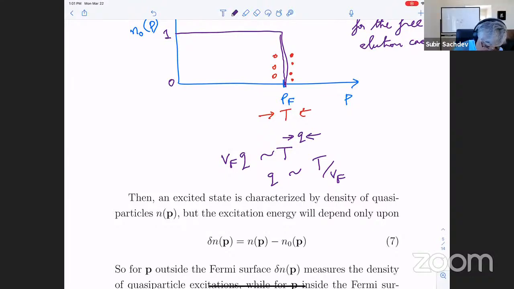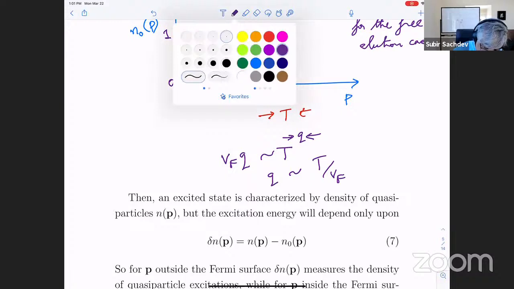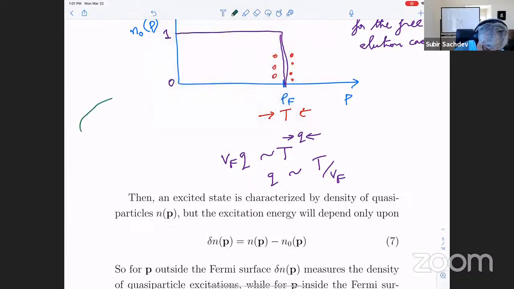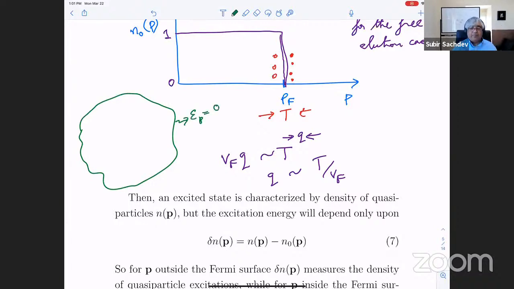Well, in general, you have some complicated Fermi surface, okay? And this Fermi surface is the equation EP equals 0. So you're given a function EP, and this is your Fermi surface.